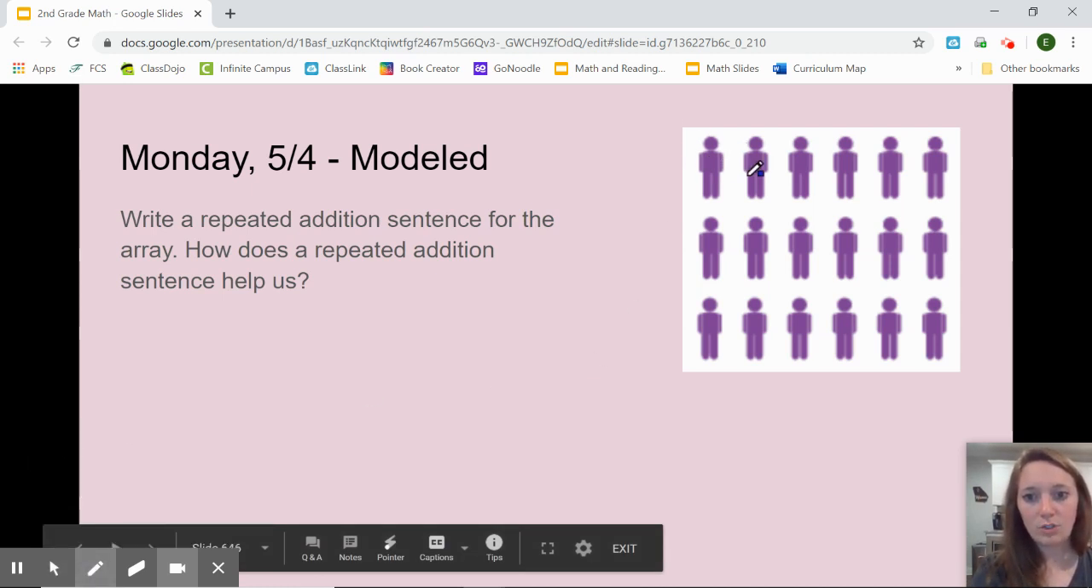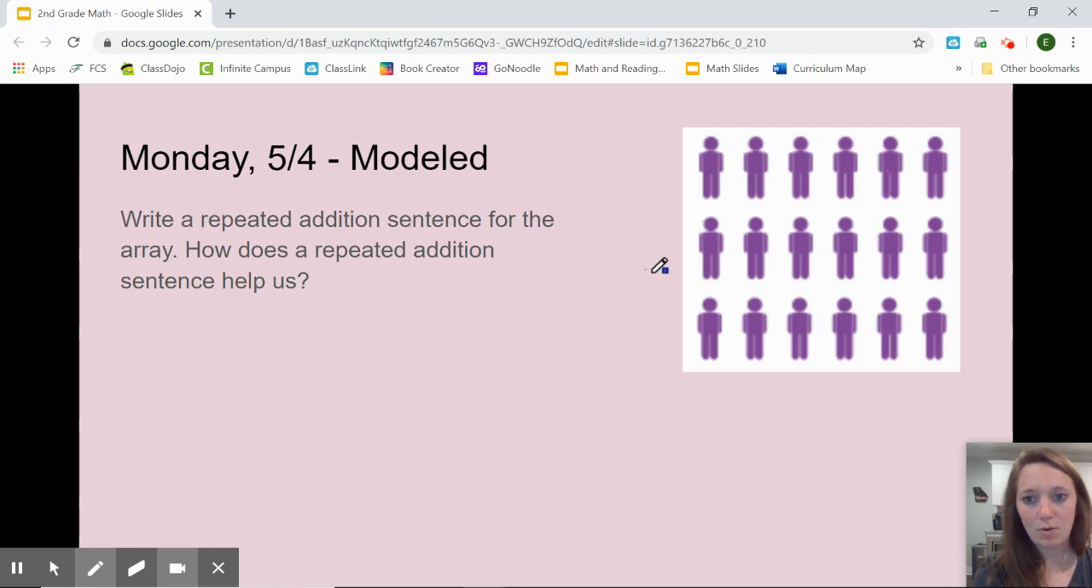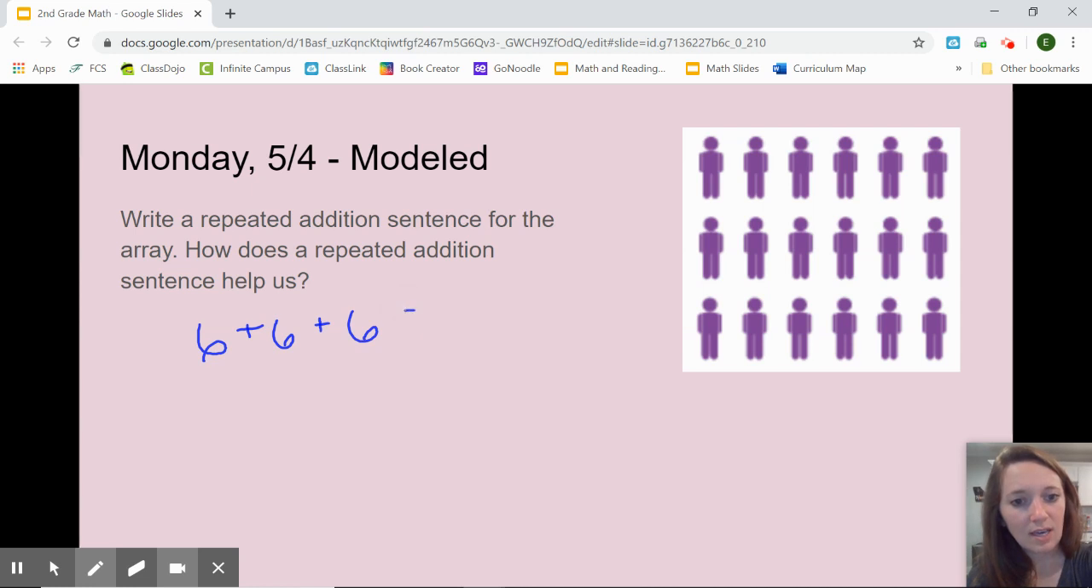So I have 1, 2, 3, 4, 5, 6. I have 6 in this row. 1, 2, 3, 4, 5, 6. 6 in this row and 6 in the last row. So that means 6 plus 6 plus 6 equals 18. And I know that if I skip count, 6, 12, 18. Or if I really didn't know, I could always just count it myself. Okay, so that's the repeated addition sentence for the rows.